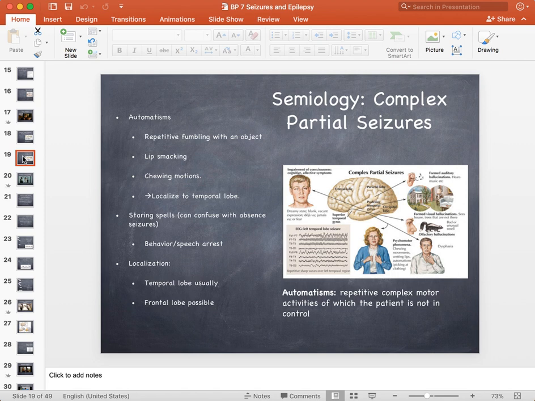You might also see staring spells with complex partials. This is easy to confuse with absence seizures. We will differentiate that a little bit more later, but essentially this is going to be your adolescent or adult. Absence is a childhood thing. With that you might have behavioral arrest or arrest of language. And again, localization: temporal lobe is the most common. Frontal lobes can happen less so, as with the parietal and the occipital.